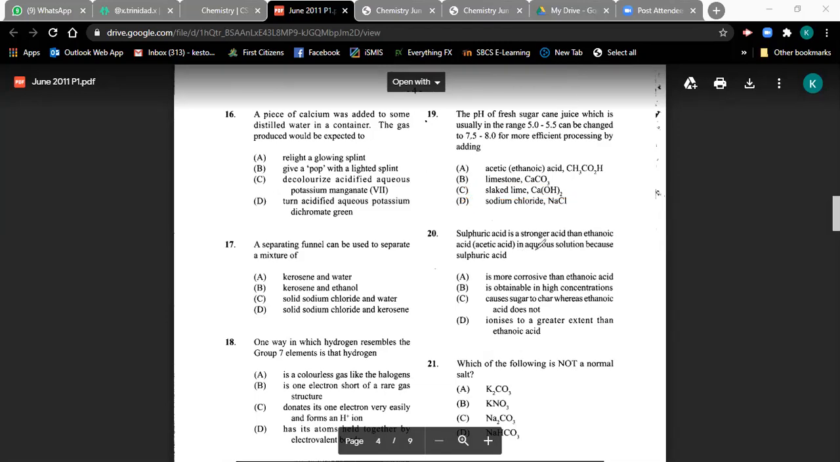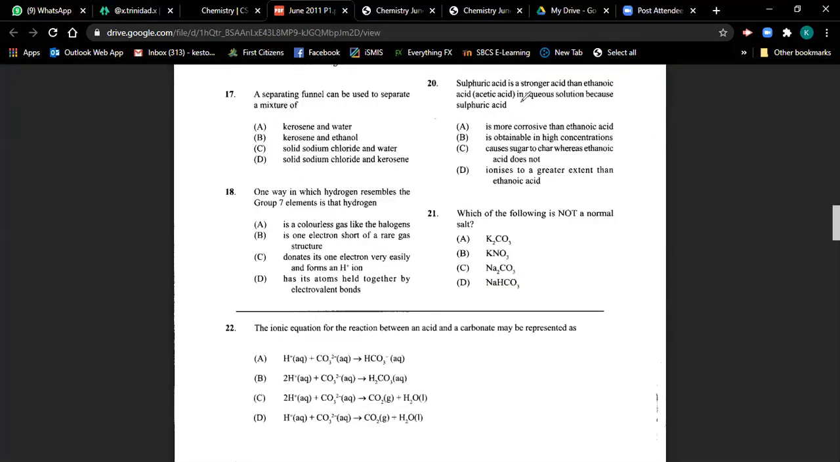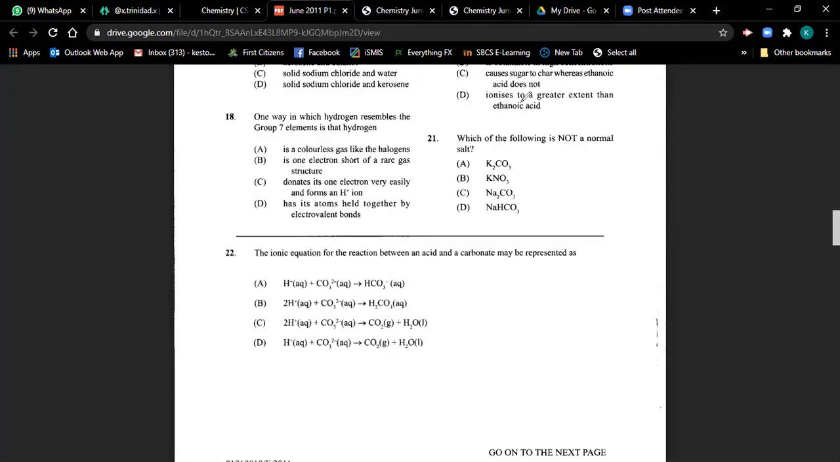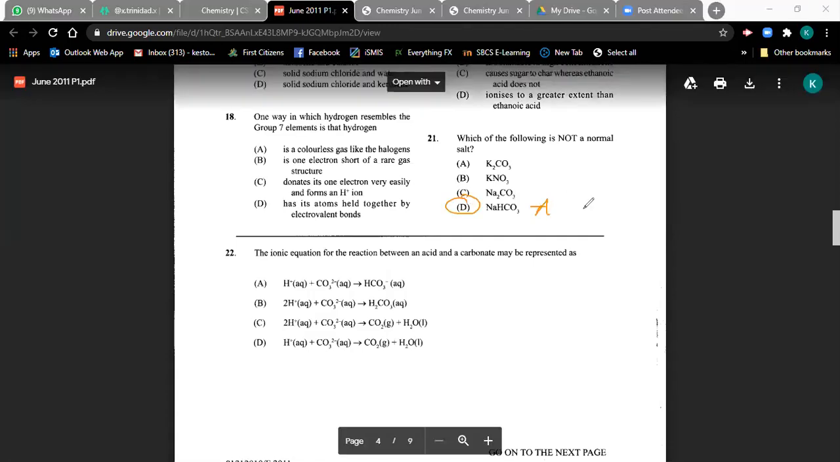20. Sulfuric acid is a stronger acid than ethanoic acid in solution because the sulfuric acid ionizes to a greater extent than ethanoic acid. 21. Which of the following is not a normal salt? Right, the only odd one out there is D. This is an example of an acid salt. And I can say this because of the presence of that H there.